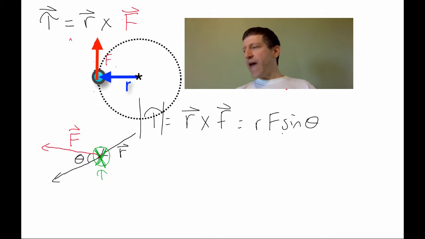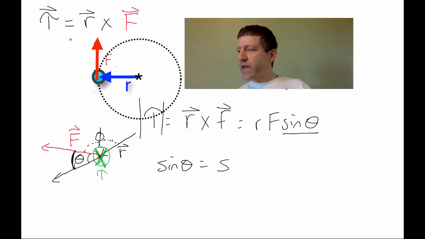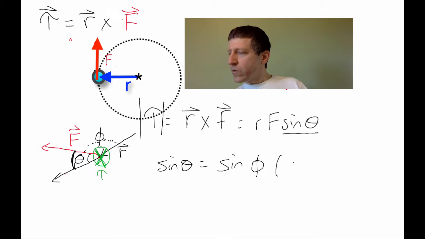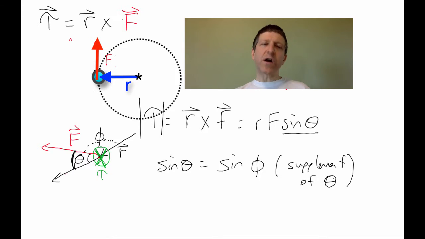Now, the good news is that sine of theta is very forgiving. If you measure the wrong angle, let's say instead of measuring the correct angle theta, you measure this angle. Notice, that's when you put them head to tail, you get that angle. It is true that, I'm going to call this angle phi, the sine of theta is equal to the sine of phi, which would be the supplement of theta. It is true that the sines of those angles are the same.